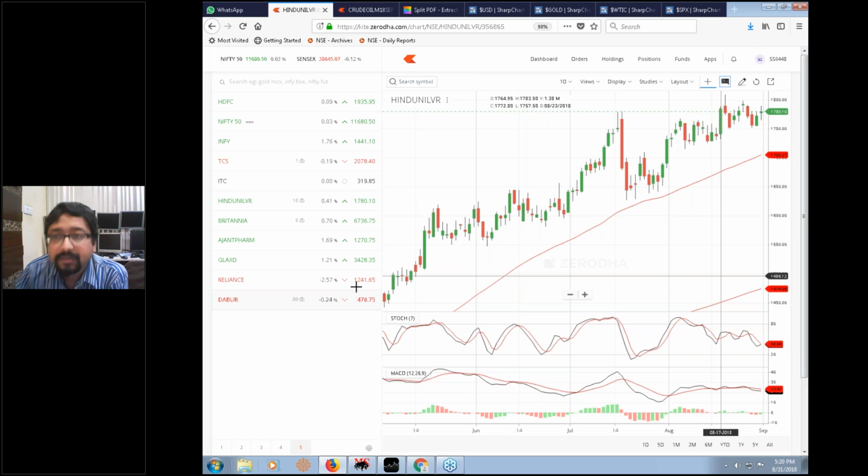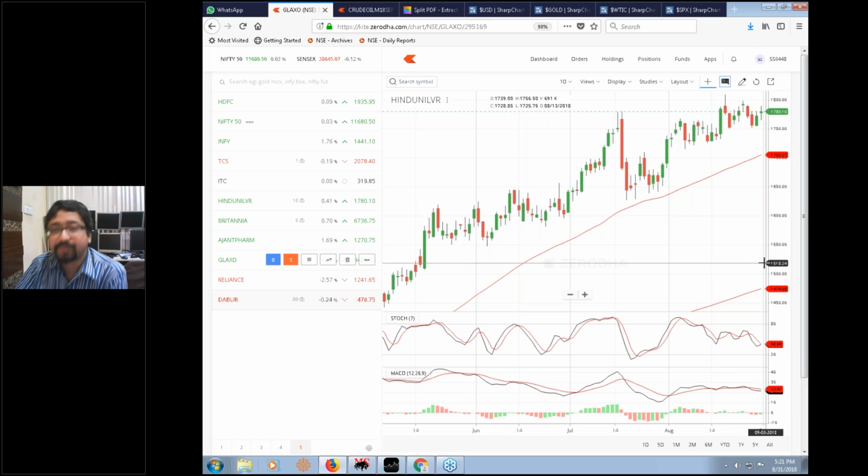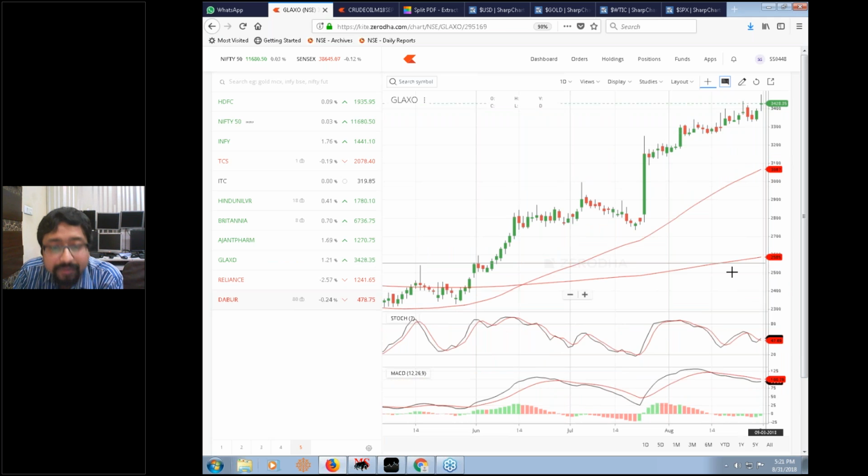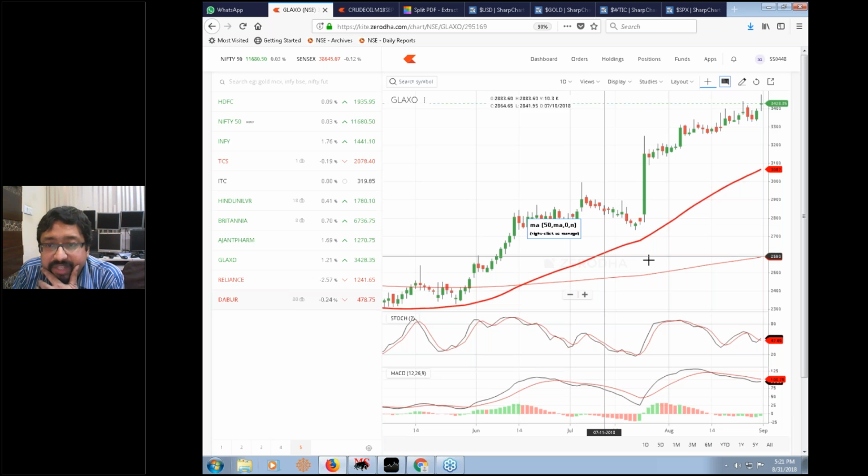Glaxo, right? Let us take the chart of Glaxo. This is the daily chart of Glaxo. You are seeing here some 4 months of daily price action in Glaxo. These moving averages are 250-day moving averages.